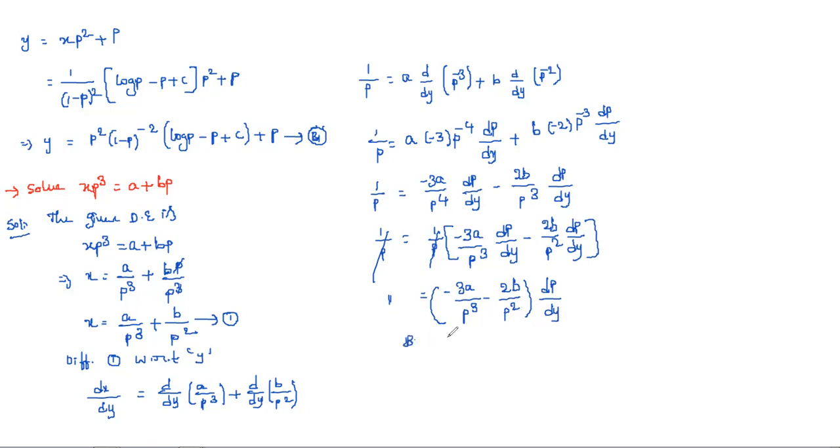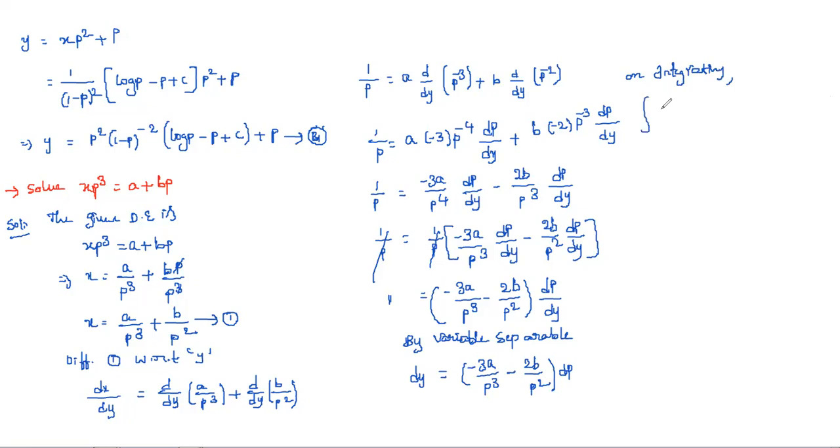So simply by variable separable, we can take y terms one side and p terms another side. So 1 into dy is equal to minus 3a by p cube minus 2b by p square into dp. Now apply integration on both sides. So on integrating, simply we can write integral of minus 3a by p cube minus 2b by p square into dp is equal to integral dy.